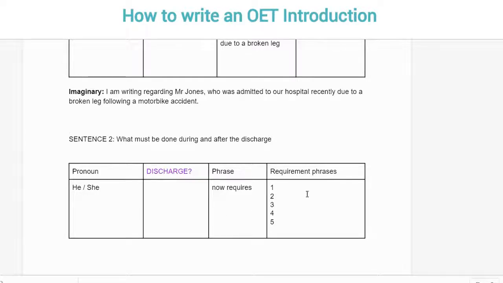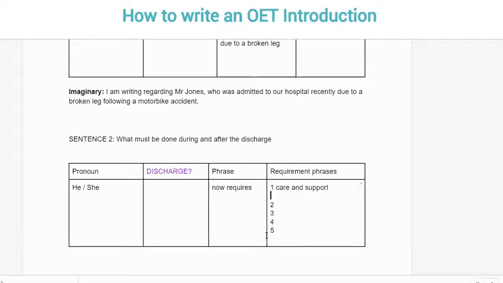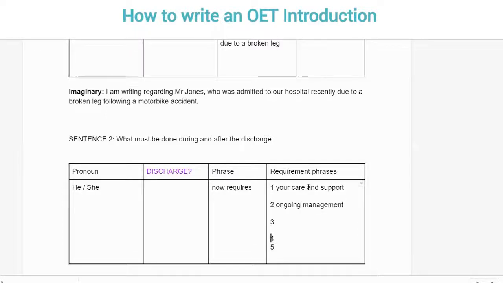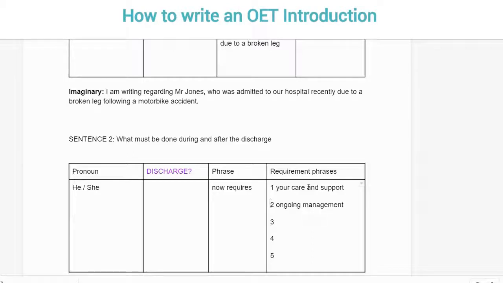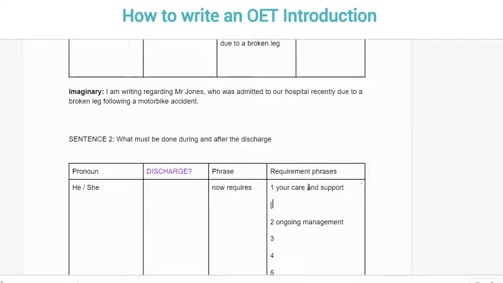Okay? For example, very often you're going to ask for care and support, right? What does care and support mean, Jancy? If you're a nurse, what are you doing? Ongoing management. Well, that's another one. You could say ongoing management here, right? But I'm just saying, what does it mean to say your care and support? What do you do as a nurse? You go to the house? Yeah? Yes. And do what? Home care. Yeah, it might.